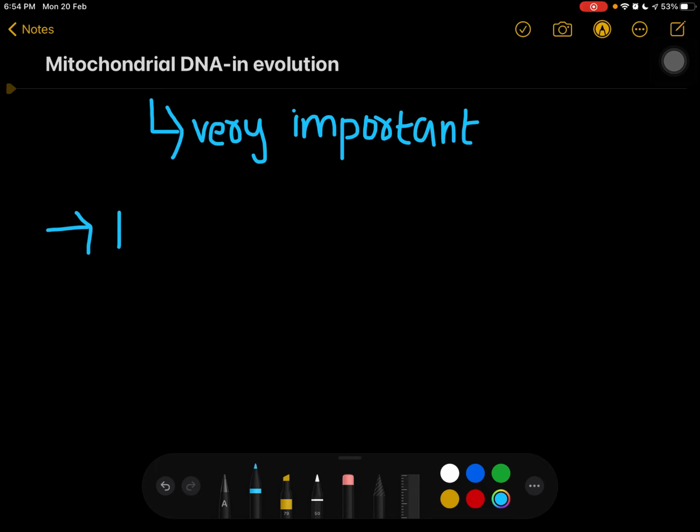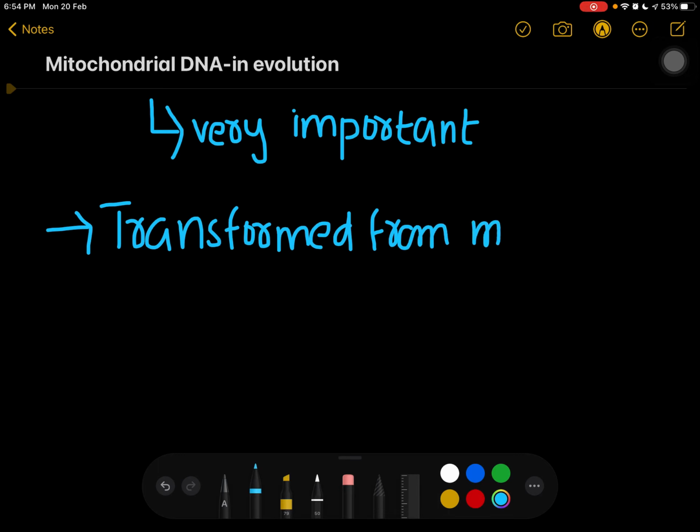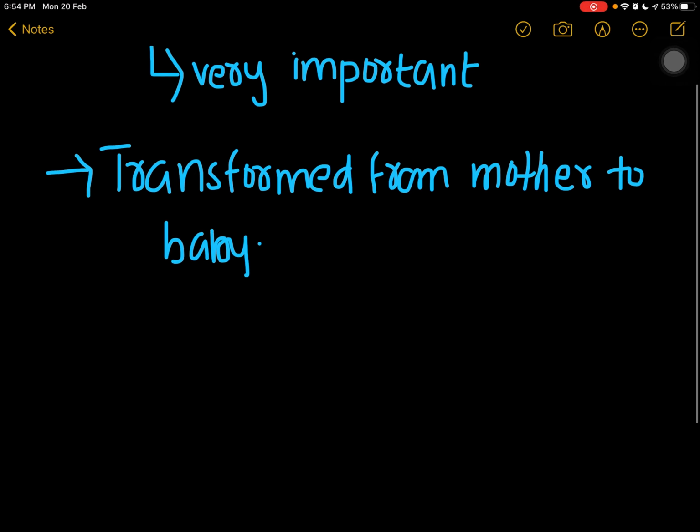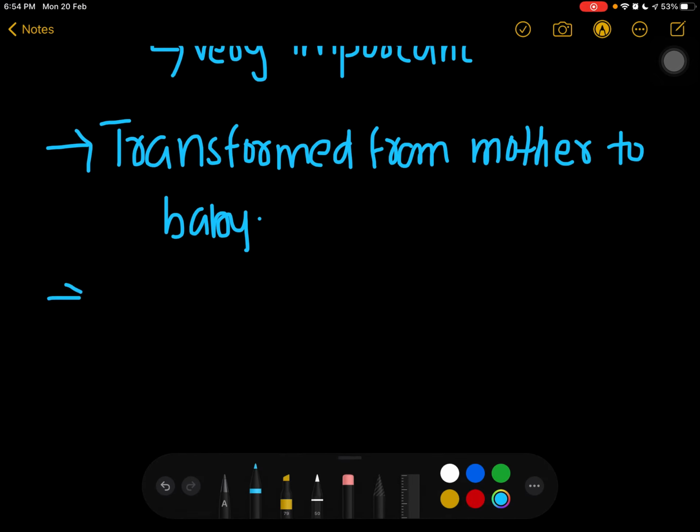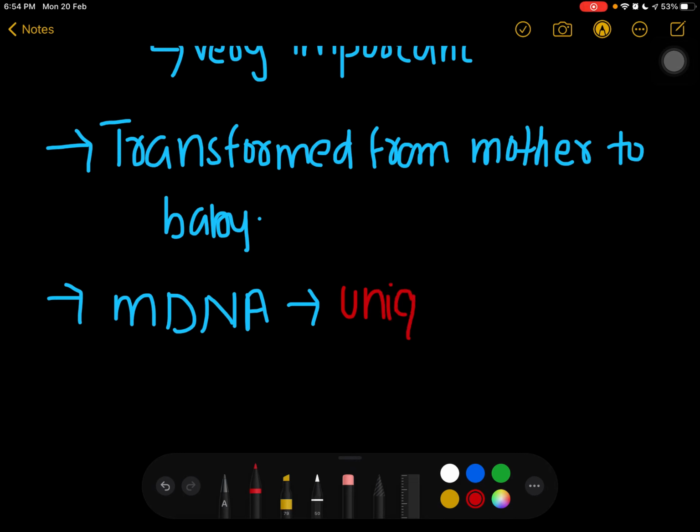So it is basically transferred from mother to baby, right? So this mitochondrial DNA, we can write it like mDNA. mDNA means mitochondrial DNA. Basically it has a unique pattern of inheritance, right?